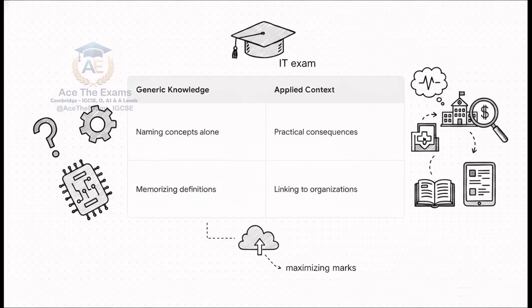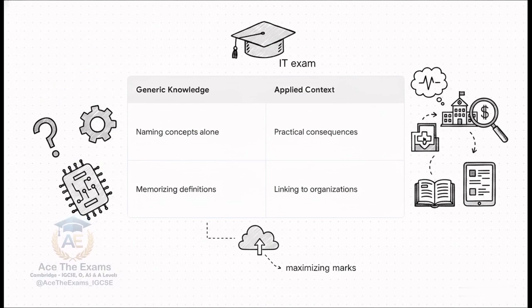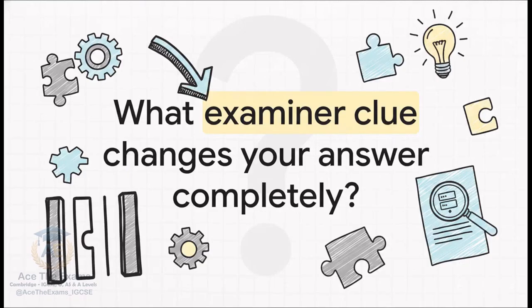Think about it. If the context of the question is a hospital's patient database, and you just give a generic definition of validation without ever mentioning medical records, you've completely failed to anchor your knowledge to the real world. So, what does this all mean for you? Well, in a moment, I'll show you the hidden examiner clue that changes your answer completely. Leaving now means missing the exact signal that decides your grade. But first, you need the mental framework that makes that clue completely obvious.